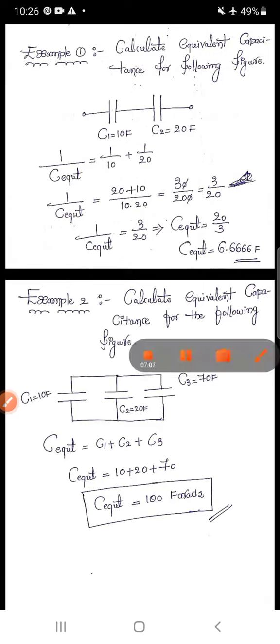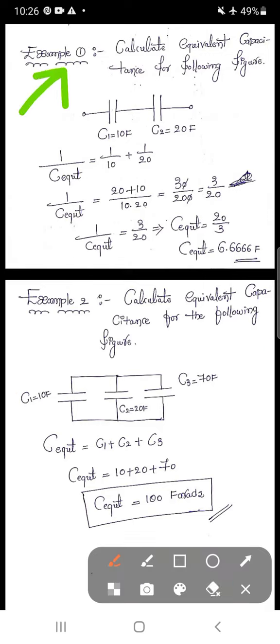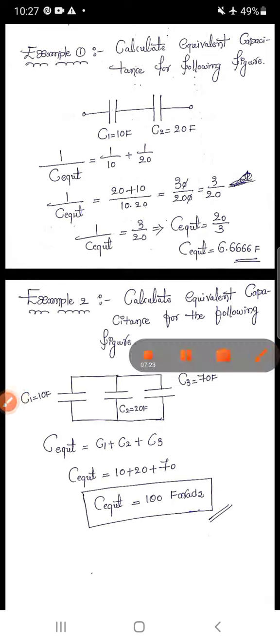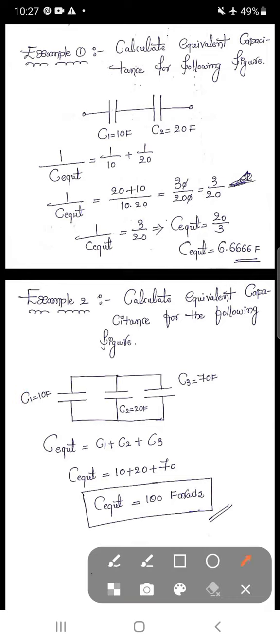Now see here, this is the first example. Calculate equivalent capacitance for the following figure. Now we have a series combination of two capacitors like this. So C1, C2 are connected in series, which means to get the equivalent capacitance, we need to consider the sum of the reciprocals of capacitances. So the reciprocal of C equivalent is equal to the reciprocal of C1 plus the reciprocal of C2.